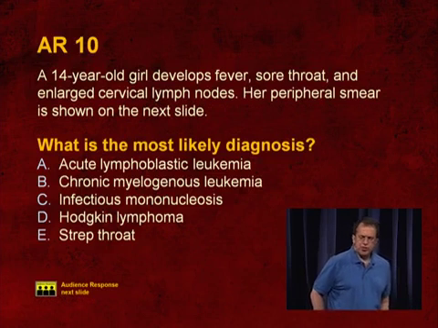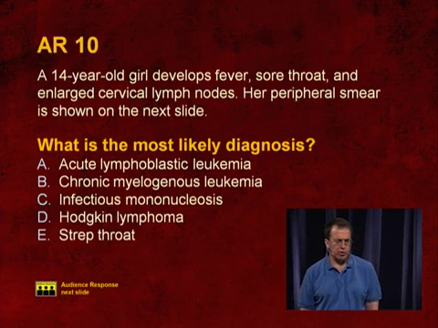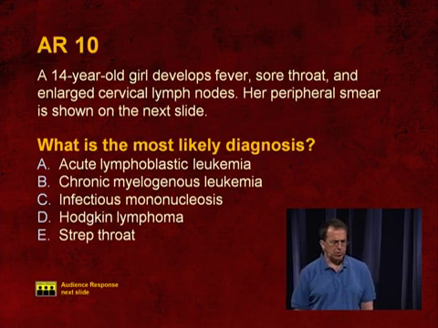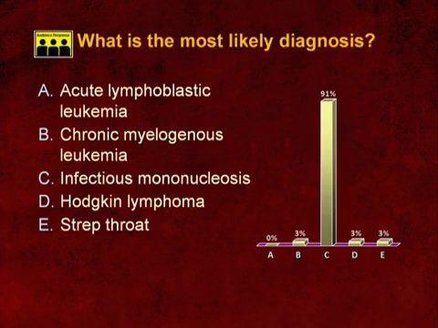Okay. A 14-year-old girl develops fever, sore throat, and enlarged cervical lymph nodes. Her peripheral smear is shown on the next slide. What is the most likely diagnosis? We're going to skip this. When you see this, you are going to mark that she has C. The answer to this is letter C. Okay? Letter C. Thank you. Thank you. I love you guys.